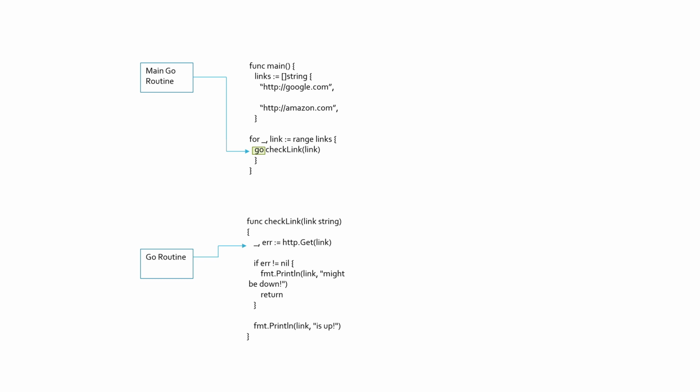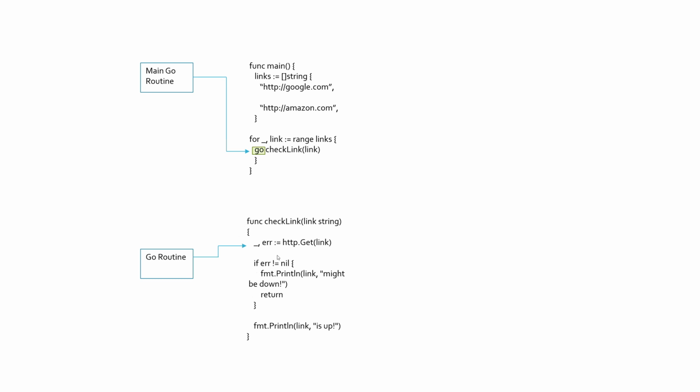Now, this is an example of what happens on our computer when the main Go routine hits the line with the go keyword. So here's the main Go routine, and once it hits the go keyword here, we get a second Go routine right here. And the second Go routine runs inside of our program. And it starts up and starts running all the lines inside the checklink function line by line.